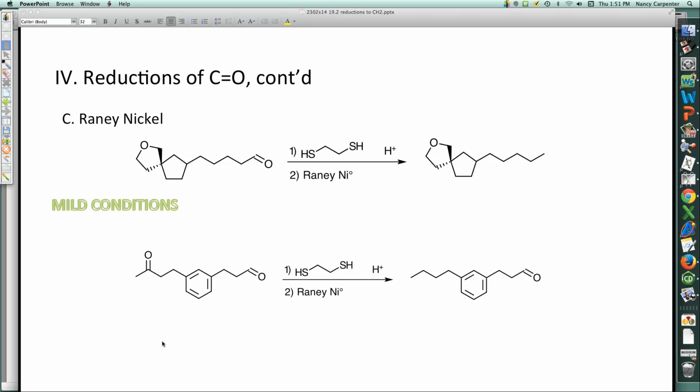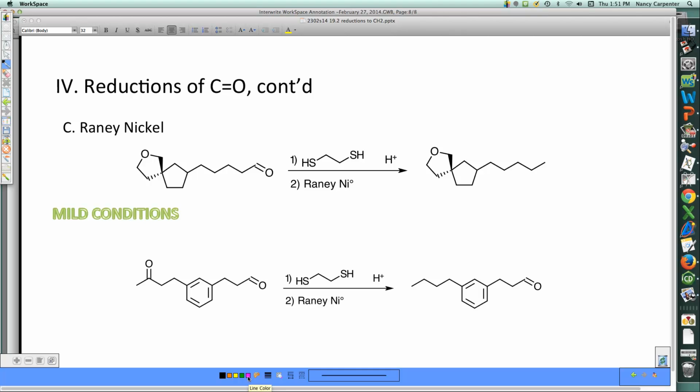How about this case? Will this reduction work? Well, here's an example where the Raney-Nickel reaction is not going to work at all, because we know that the aldehyde is invariably more reactive. So there's no way I am going to be able to get this dithiol to react here and then reduce here to give me this product. Instead, everything's going to happen here because the aldehyde is more reactive than the ketone.